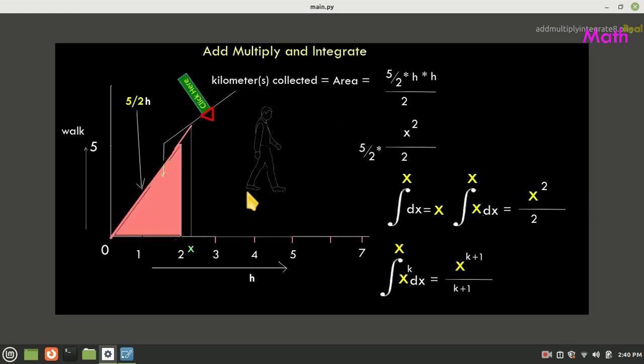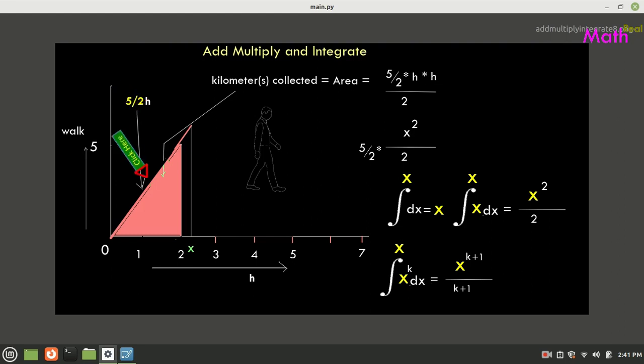So here the equation of the line is 5 by 2 h. You can calculate it. 5 by 2 h means every hour he is increasing the speed by 2.5. So at the end of 1 hour it would be 2.5, then again 2.5, so it is 5. Again 2.5. If h is 0, then it is 0. If h is 2, then it is 5. If h is 1, it is 2.5. If h is 3, then it will become 7.5. This is the way his speed is growing.